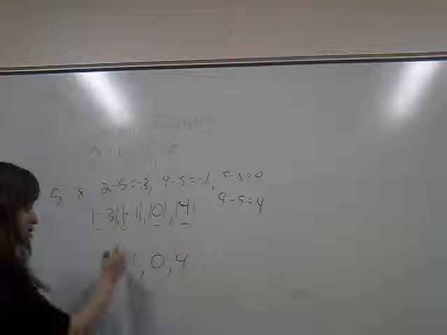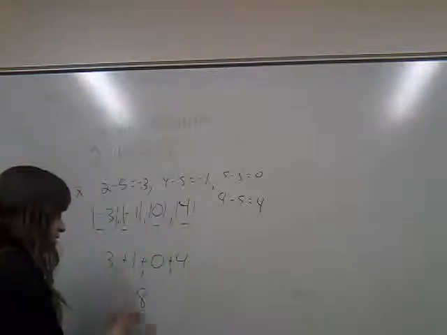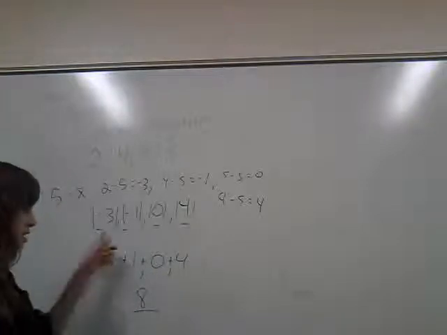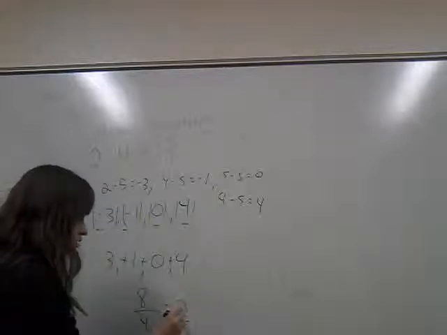And then we're going to add these numbers up. We're going to get 4 and 4 make 8. And then we're going to divide by how many observations there were, which is 4, and that equals 2. So this is your mean deviation.